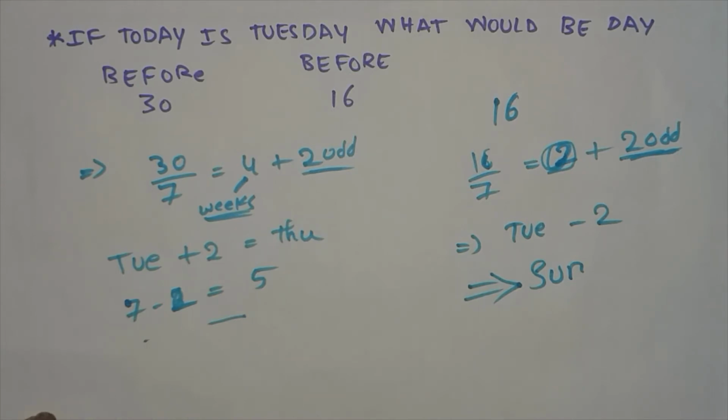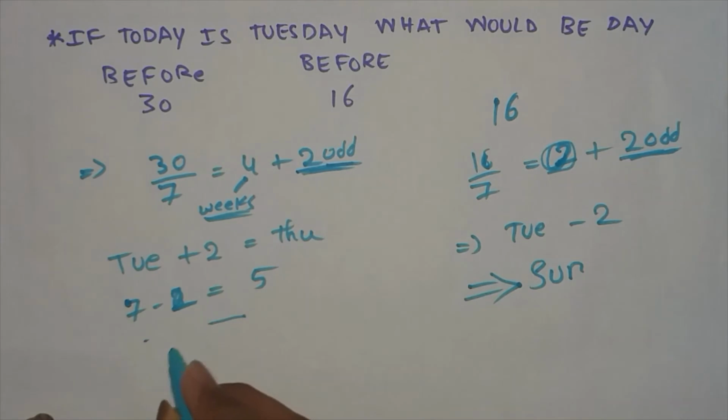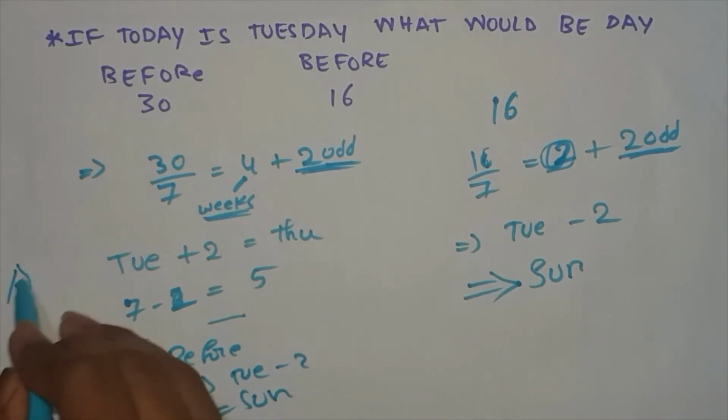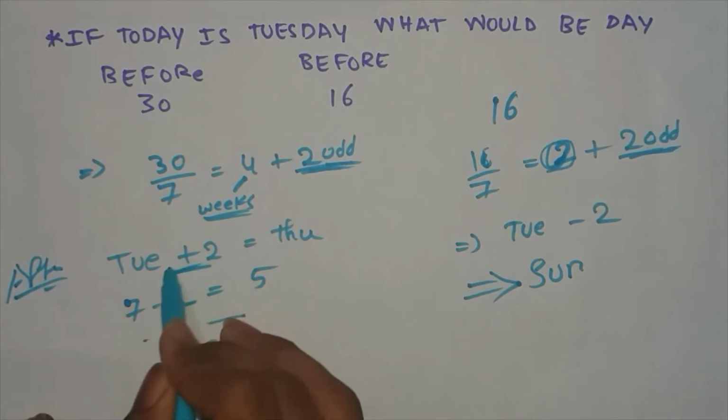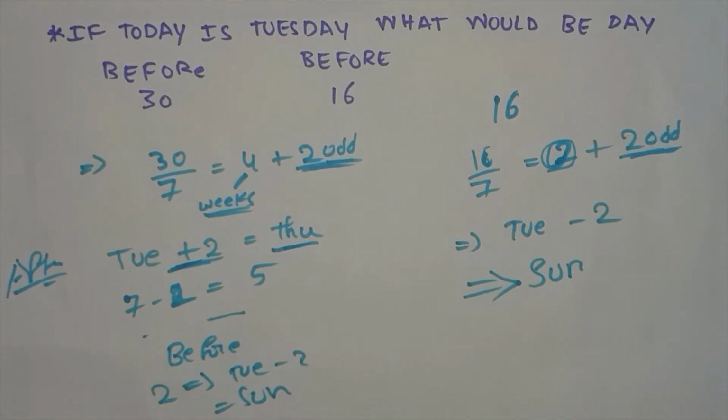If you don't see the question, you are in big trouble. In the given question they have asked before, so I have subtracted here. If the given question is after, I will add. If the given question is before, I will subtract. That means I am getting 2 odd days. In the case the question is before, subtract this. That means Tuesday minus 2 gives me Sunday. Or if the question asks after, simply add 2 to Tuesday, that is Thursday. So we will try to solve another example.